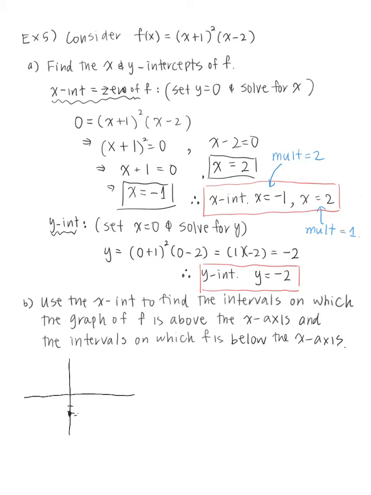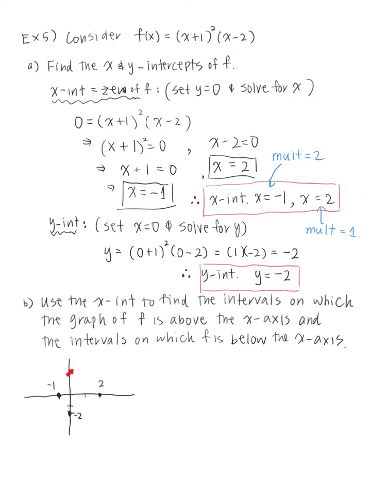So here's the y-intercept of negative 2, and x equals negative 1 was a 0, and then x equals 2 was another 0, right? So again, what we talked about is that in between two consecutive zeros, your function is either going to go above the x-axis or below the x-axis. So what we want to do is figure out what's going to happen between negative 1 and 2. Is my graph going to go above the x-axis, or below the x-axis?